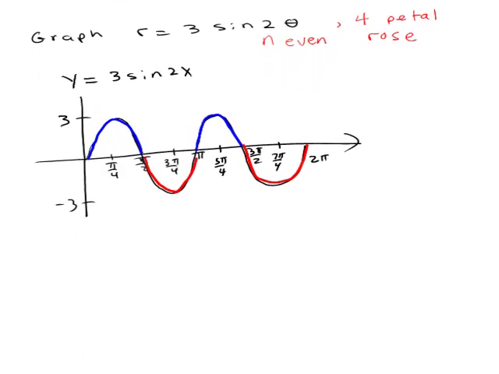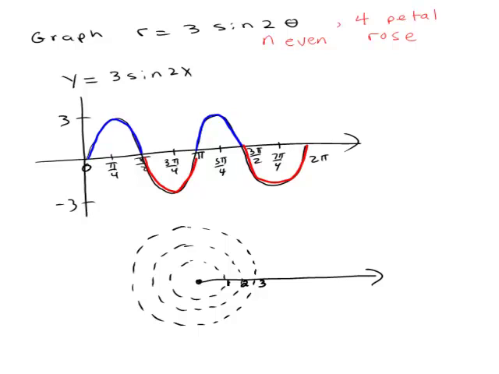Okay, so now let's sketch the polar graph for this. Let me put in the polar coordinate system. Here we have the polar axis, and this point right here in the middle is what we call the pole. I have these 3 circles, which represent r. Since the biggest that r ever gets is 3, I have a circle with radius 3 as the biggest circle. All right, now let's plot some points.